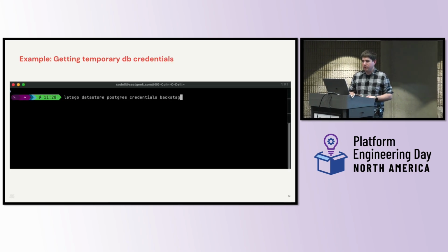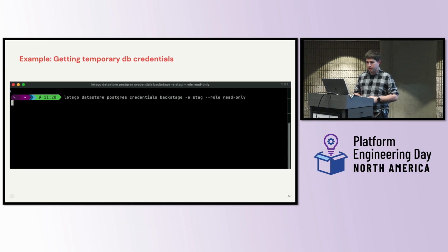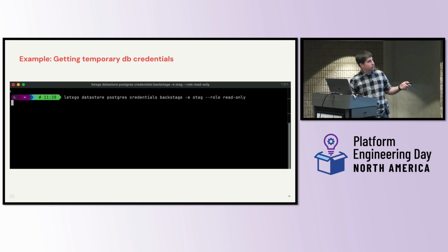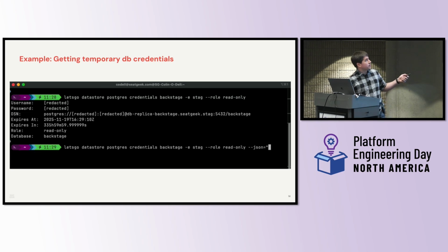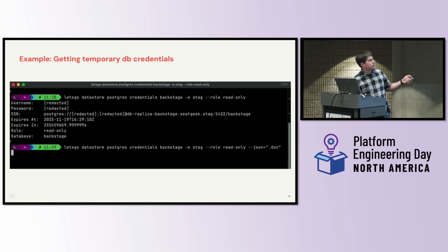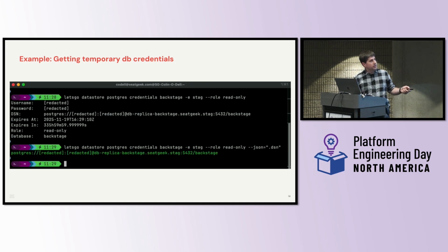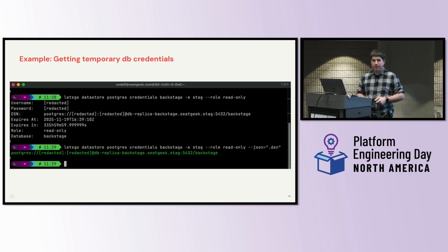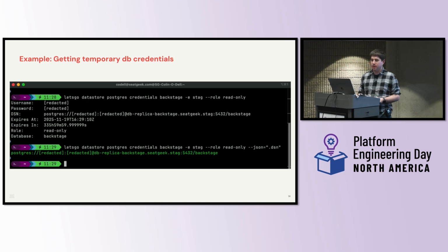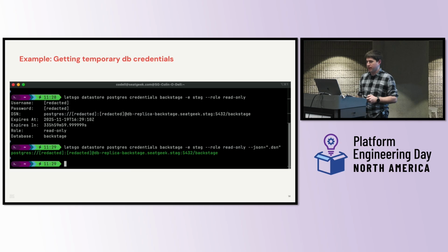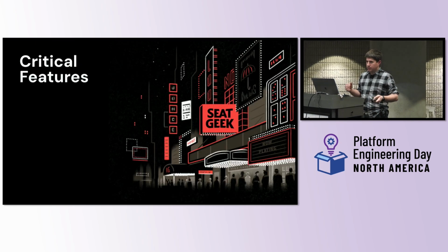So here's an example of what it looks like to run the Letsgo data store Postgres credentials command, getting credentials for Backstage, specifically the staging instance with read-only access. You run that, you get username, password, connection string, everything you could possibly need. You can also run it with a --JSON flag to extract out just a single field like this connection string if you needed to use that in a script. And like I mentioned before, all of our commands support this. You can use --JSON with no value here to get a full JSON blob, or you can target a certain field that you want to pull out. So that's what Letsgo looks like.